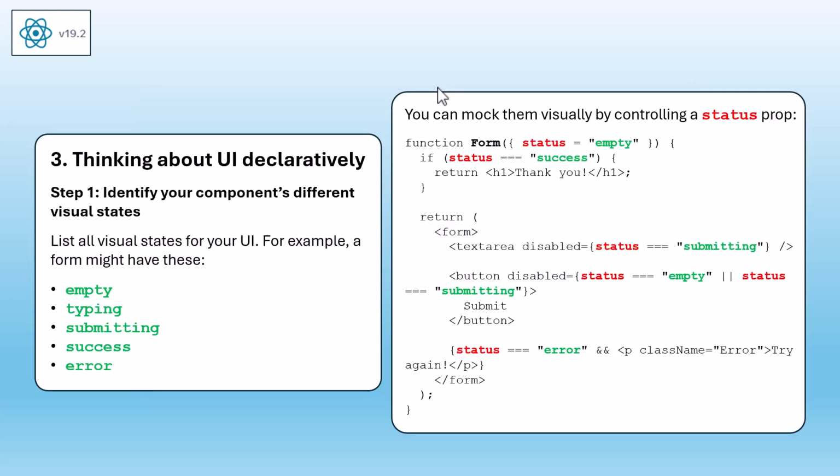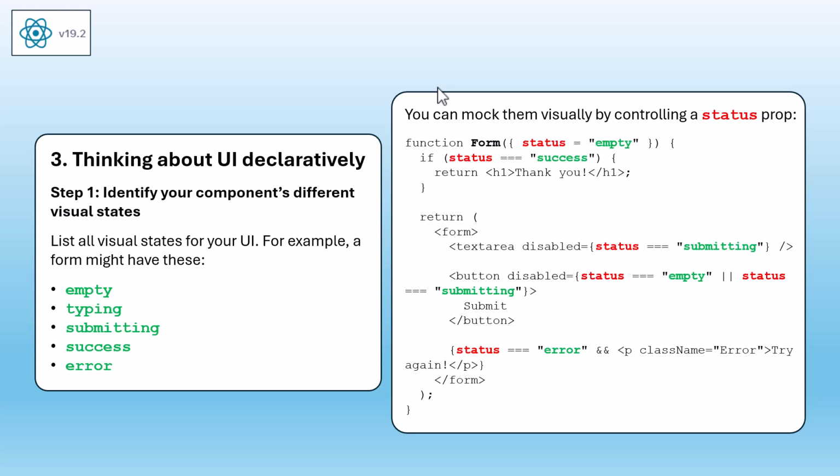3. Thinking about UI declaratively. Let's break down the process of thinking in this declarative way. You'll follow 5 steps. Step 1. Identify your component's different visual states. First, you need to list all the distinct visual states your component can display.